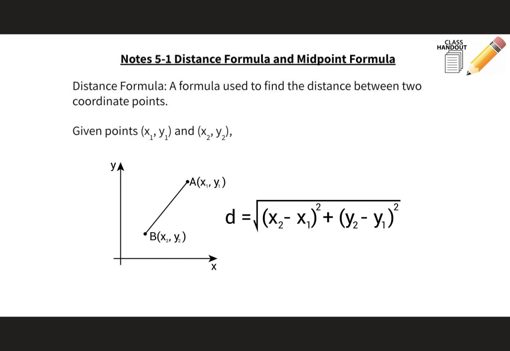So given x1, y1 and x2, y2, this is what it looks like on a coordinate plane. The distance between the points is the square root of x2 minus x1 squared plus y2 minus y1 squared. So we would plug in the numbers for x2 and x1, y2 and y1 into this formula to figure out the distance. Which point you label x1, y1 or x2, y2 doesn't matter as long as you put it into the formula this way.